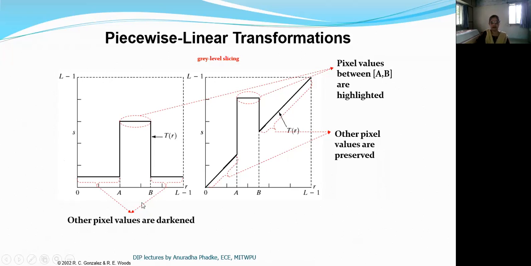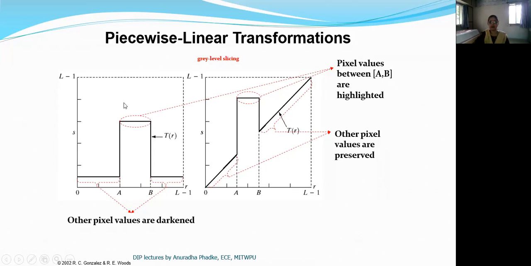Okay, now let us have a look at this first type of gray level slicing. As indicated here, if your input pixel has a value between A and B, in that case the output pixel value takes some high or bright value.